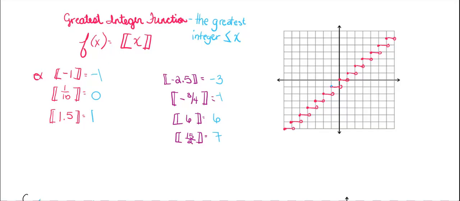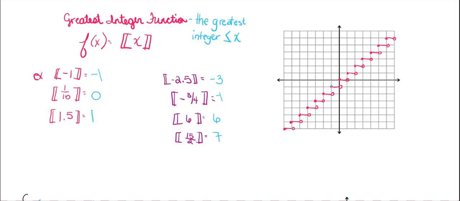Okay, check your answers and see if you got the same thing I did. When x is -2.5, the closest integer to that that's not bigger than -2.5 is -3, so y would be -3. When x is -3/4, that's greater than -1. The integer that's closest to it that's not bigger than -3/4 is -1. When x is 6, y is also 6 because that's an integer. When x is 15/2, which is the same thing as 7.5, the closest integer to that that doesn't go over it is 7. Do y'all see that?